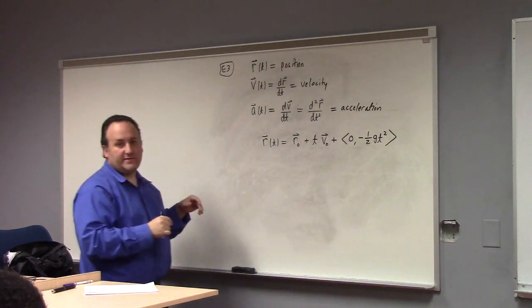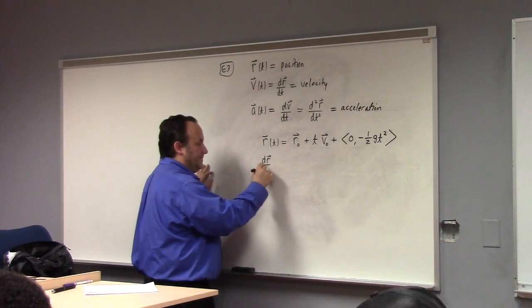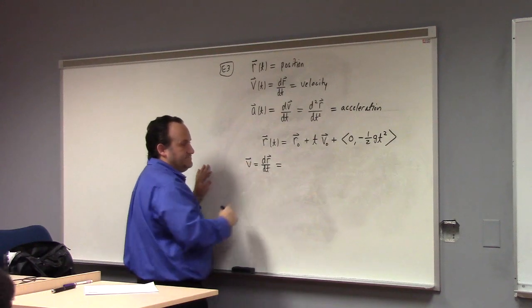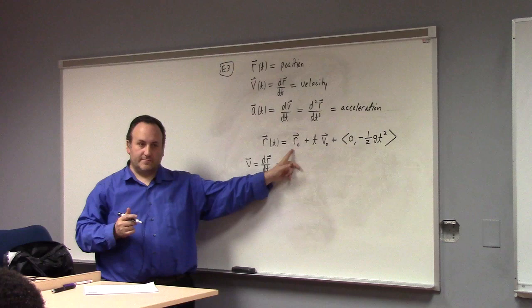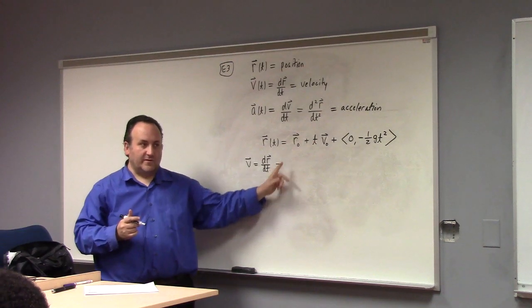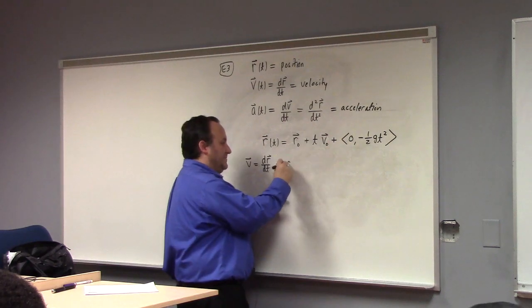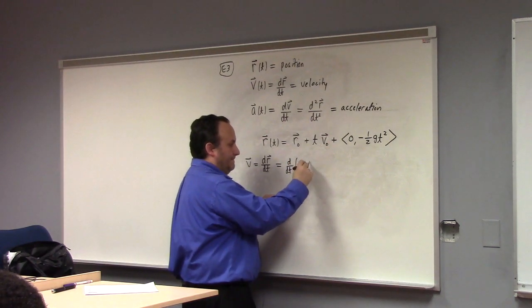What happens when we differentiate this? How's dr dt look like? So the velocity dr dt. So if this is a constant vector, what's its derivative? 0, right? What happens when we differentiate t times v naught? How's that work?